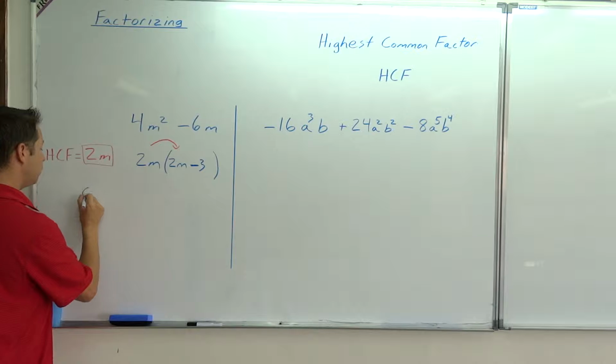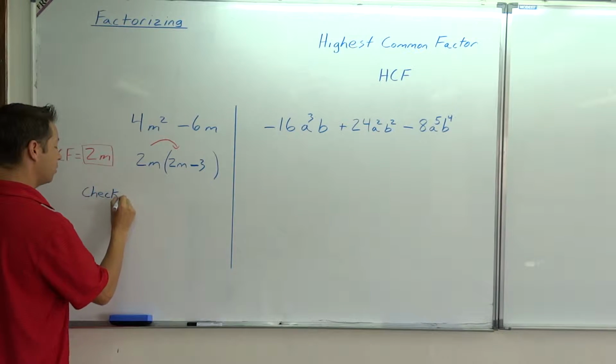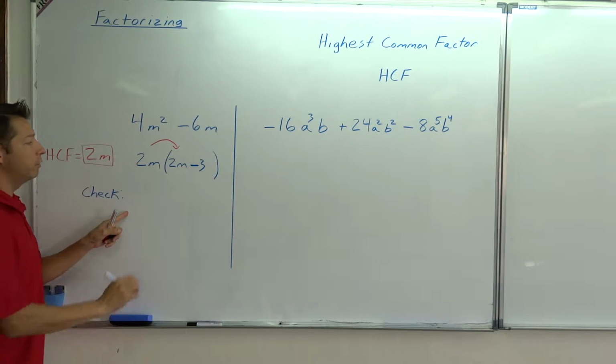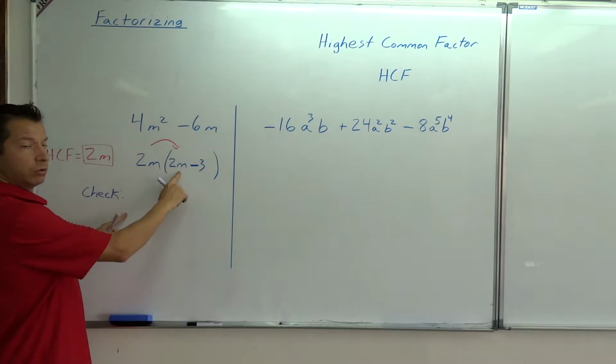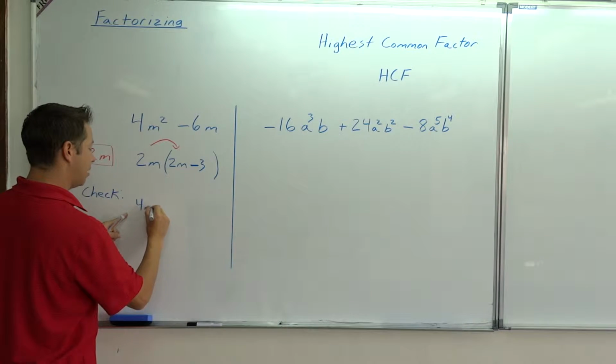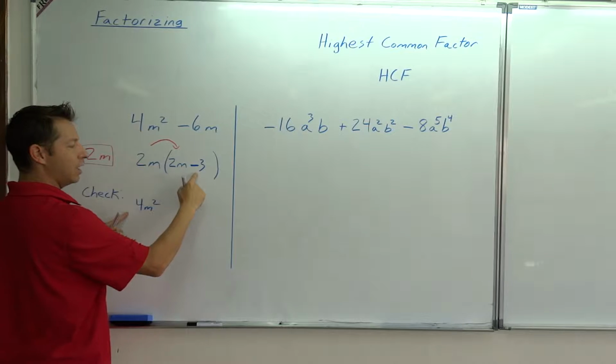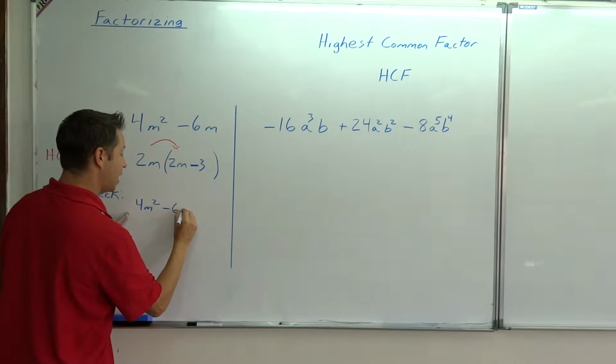Now, if you want to, you can always go back and do a check on what you've got. If I go 2m times 2m, I should end up with 4m squared. 2m times negative 3 should be negative 6m.